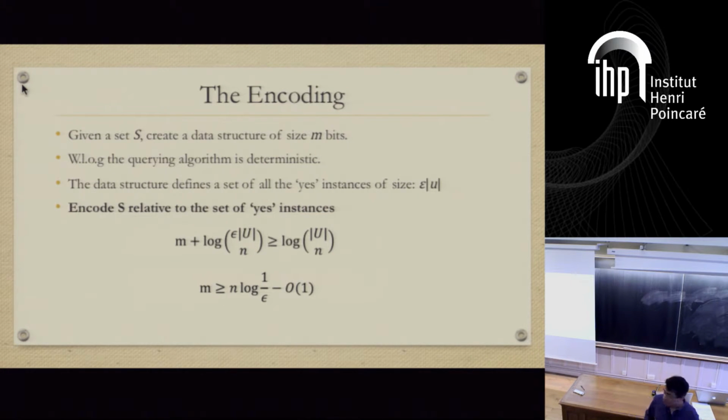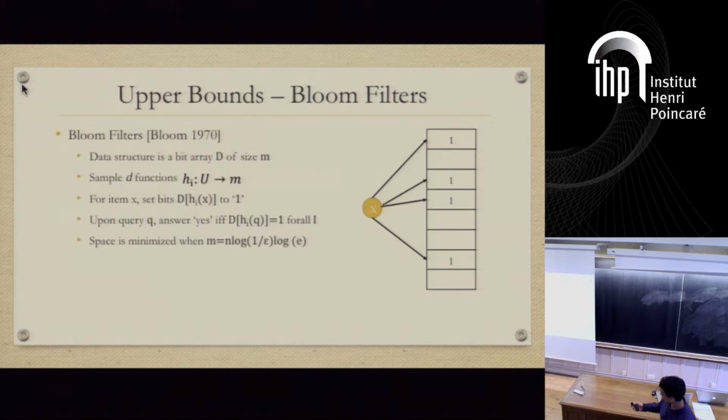What about upper bounds? So I am sure this data structure had been described. This is a Bloom filter. As you can see, it predates the lower bound, as it should. And this is the first and still most popular implementation for approximate set membership data structures.